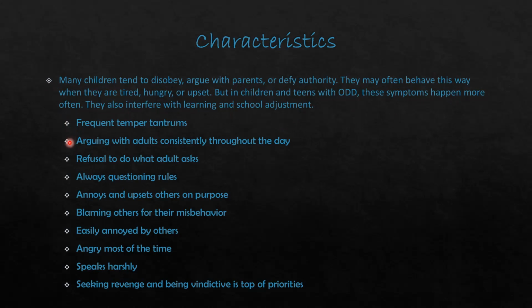We see temper tantrums, arguing with adults throughout the day, refusal to do what the adult asks, always questioning rules, annoying and upsetting others on purpose. And my boy does that, but only to Ella. Okay, so I know that he's not ODD because it's not for everyone. It's just for his little sister. So you've got to think about these things. Blaming others for their misbehavior, easily annoyed by others, angry most of the time, speaks harshly, and seeks revenge. Being vindictive is the top priority for them.